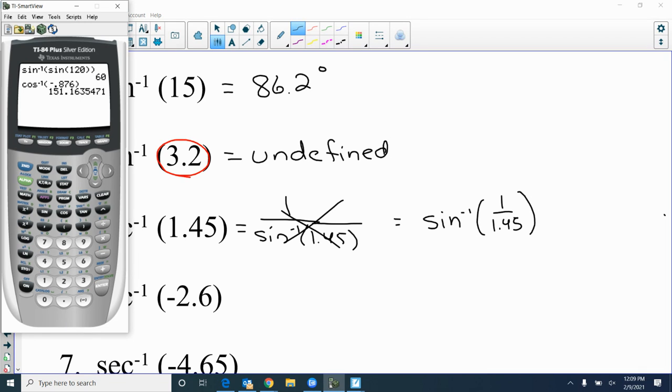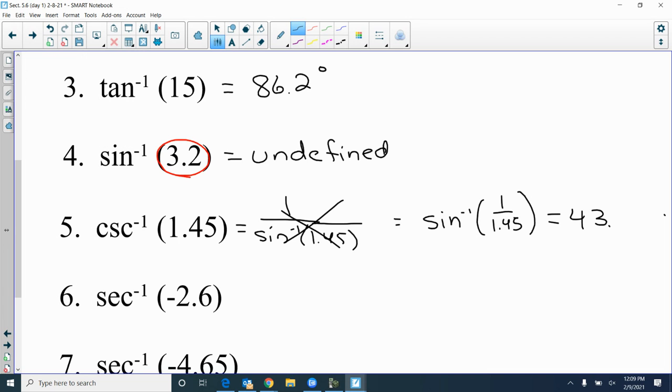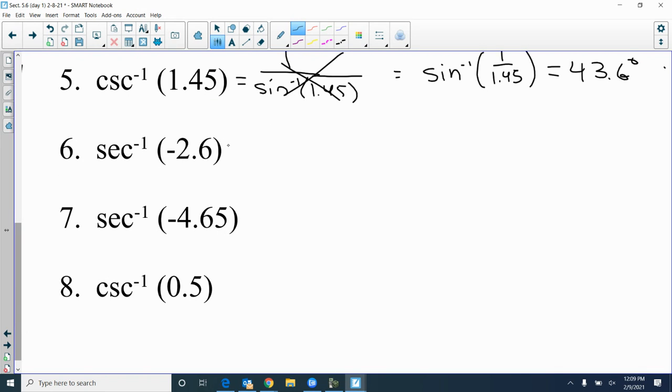So I can do inverse sine of 1 divided by 1.45, and I get 43.6 degrees. So inverse secant would be inverse cosine of 1 over -2.6. Okay, 1 divided by that. All right. Tessa, let me know what you get, please. 112.6 degrees. All right, for that.